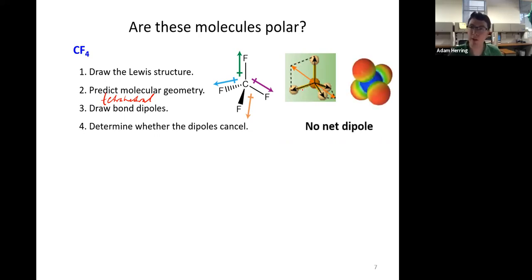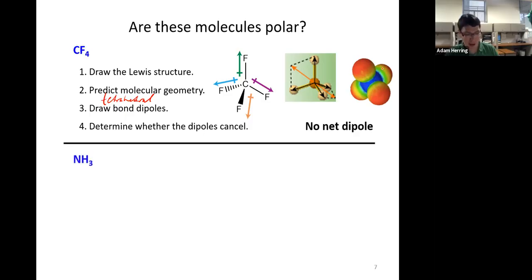If we look at the map of electrostatic potential, indeed, we see that there are regions of high electron density, but there's not one end of the molecule that has them. In fact, it's the center of the molecule. We need to have one end versus the other with a difference in electronegativity.